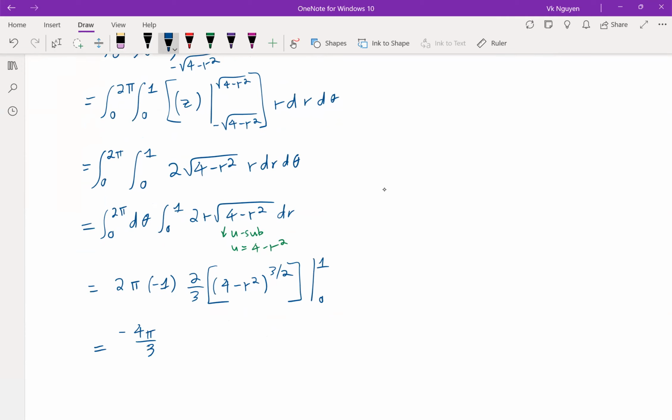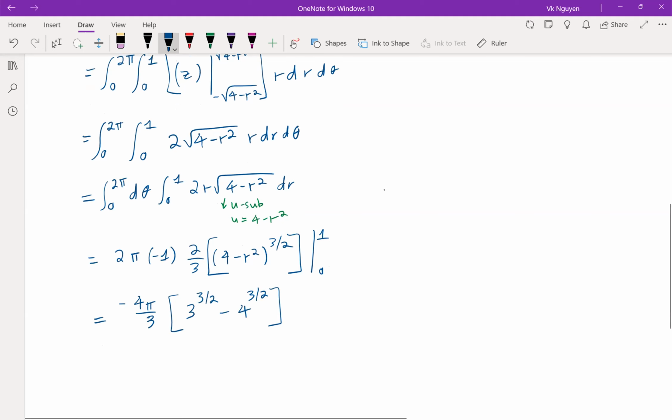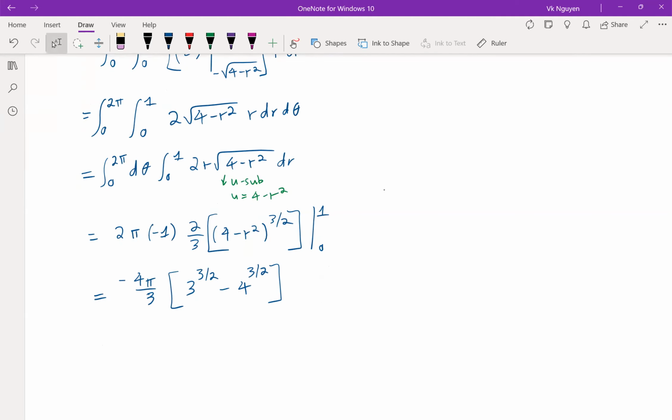And what do we have in here? Let's see. You put in the number 1, so it's going to be 3/2. You put in the number 0, it's going to be negative 4 to the 3/2. Well, you know, 4 to the 3/2 is bigger. Oh, but then we can actually get 4 to the 3/2 though. It's just 8. And then you just have to factor out the negative 1 and distribute it in. So it's going to be 4 pi over 3, 8 minus 3 to the 3/2.